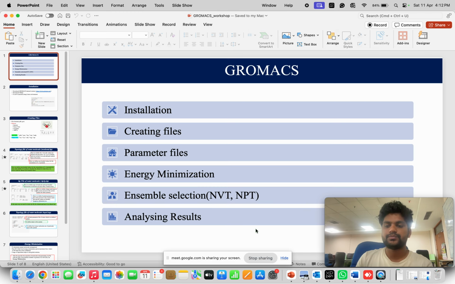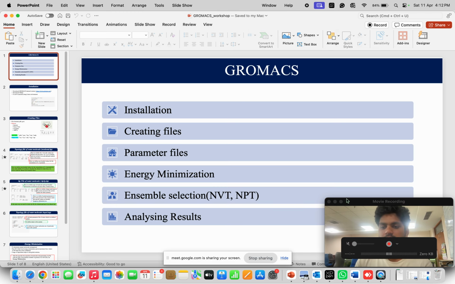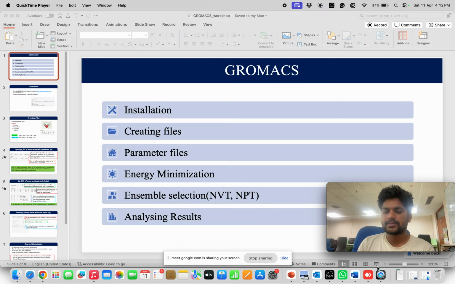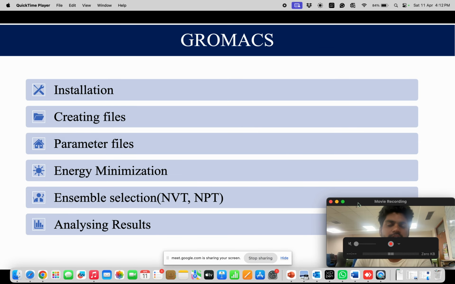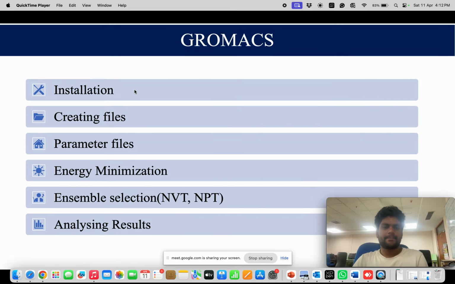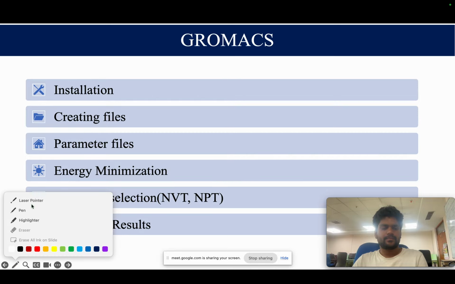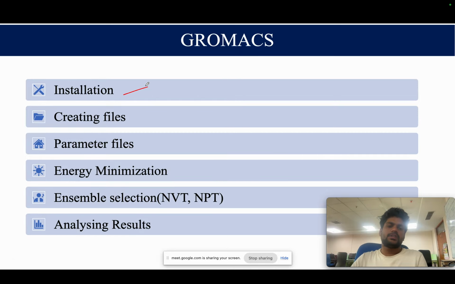Gromacs workshop. So yeah, this is one of the nice tutorials for Gromacs. The basic steps in Gromacs are, first you need to install Gromacs, and then once you install it, you need to create the files. As I said, you need to generate certain files. Suppose I want to see the interaction between water and carbon dioxide. So you need to create the files of water and then carbon dioxide. So first you need to install Gromacs.